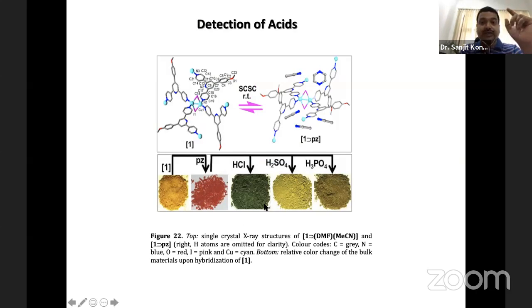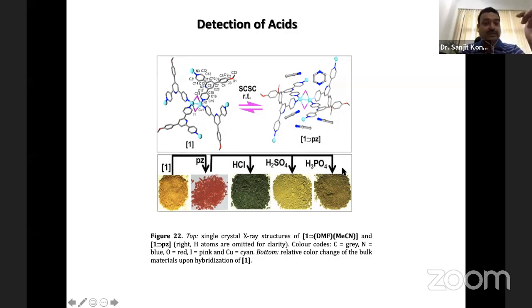You don't need to tell me, just give me a colorless liquid. I'll tell you whether you have given me HCl, sulfuric acid, or phosphoric acid. There was a problem with nitric acid. Actually, the material was not stable in nitric acid, so we are unable to report it. But here it is very clear.